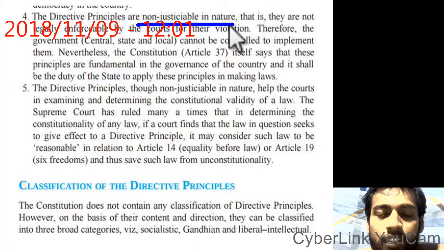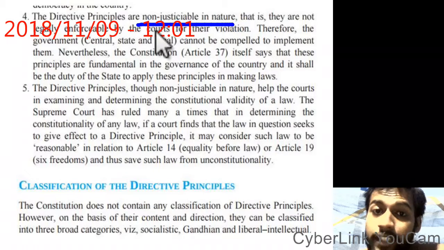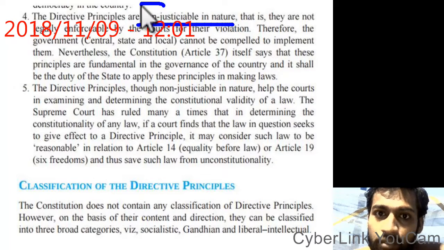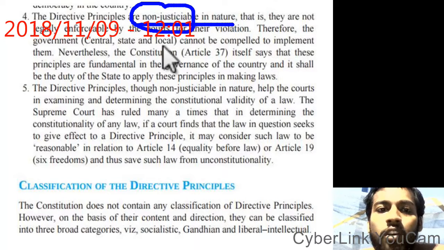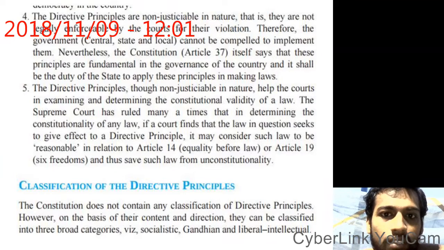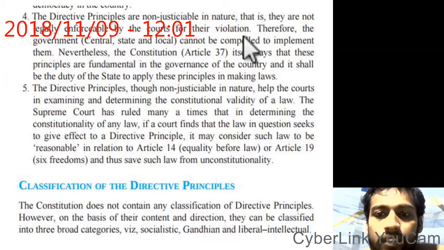They are non-justiciable. If the question comes whether directive principles are justiciable in nature, no, they are non-justiciable in nature. That is, they are not legally enforceable by the courts for their violation. Therefore, the central, state and local governments cannot be compelled to implement them.